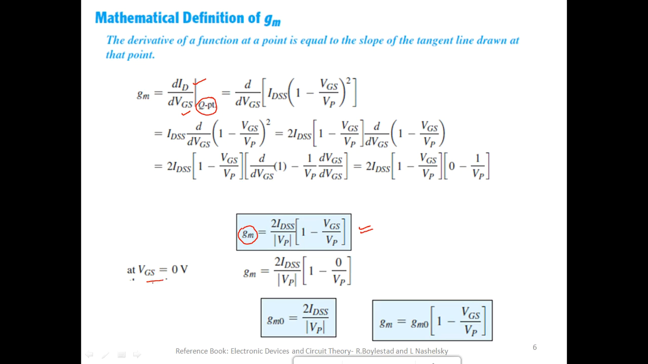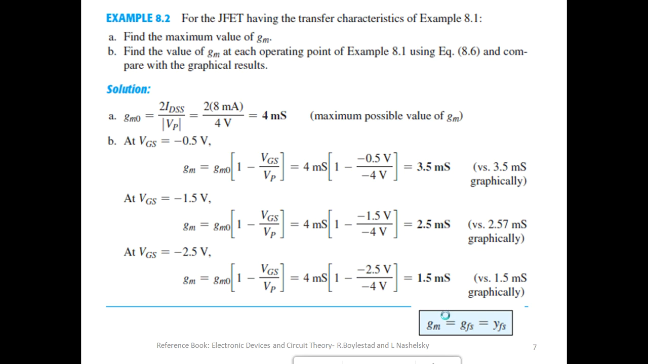At VGS equal to 0 volts, we get maximum transconductance, which is 2 IDSS upon magnitude of Vp. When we substitute it, GM equals GM naught times 1 minus VGS upon Vp. That's the expression we get. We solved a problem graphically as well as using Shockley's expression mathematically, and found that both methods yield almost the same values.